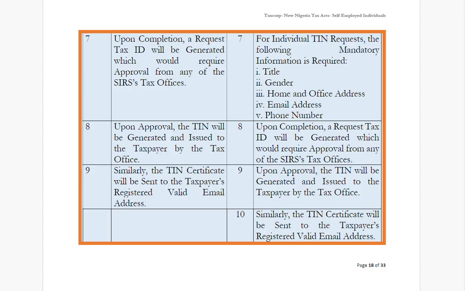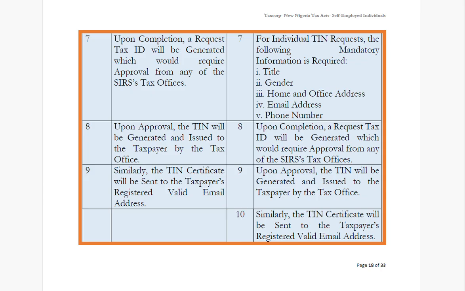Now, step 7, upon completion, a request tax ID will be generated, which will require approval from any of the State Internal Revenue Services tax offices or FCT tax office. Step 8, upon approval, the TIN will be generated and issued to the taxpayer by the tax office. Step 9, the last step. Similarly, the TIN certificate will be sent to the taxpayer's registered valid email address. It will be sent to your valid email address.